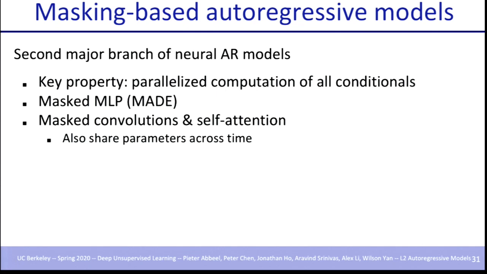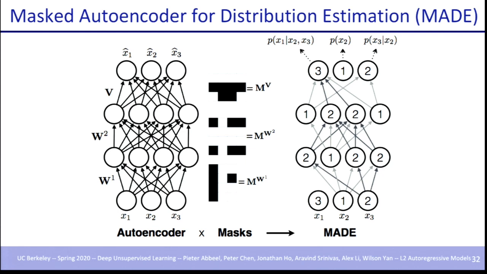OK, the first one we will study is MADE, so masked autoencoder for distribution estimation. What's the model here? Imagine you have a standard autoencoder. And that's on the slide here. It comes directly from the paper.